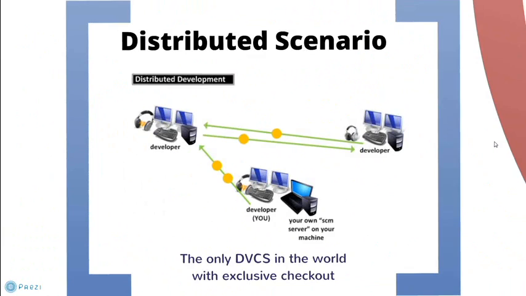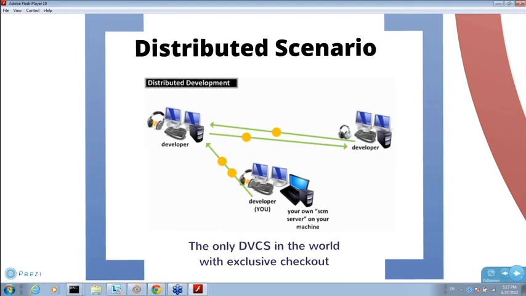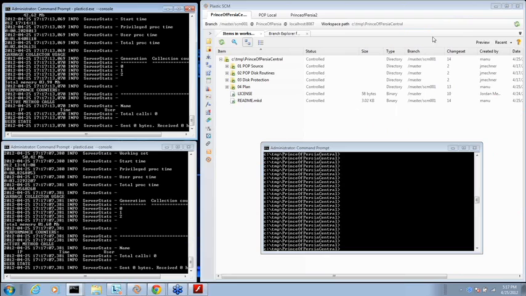Okay, let me show you how to configure the exclusive checkout and prove to you that we are the only distributed version control in the world with this feature. Okay, I'm going to explain the setup. Here I have one central server that has some repositories, and under it I have a distributed server with the same repositories but replicated. Okay, first I'm going to explain how to configure the exclusive checkout with the log.conf file.